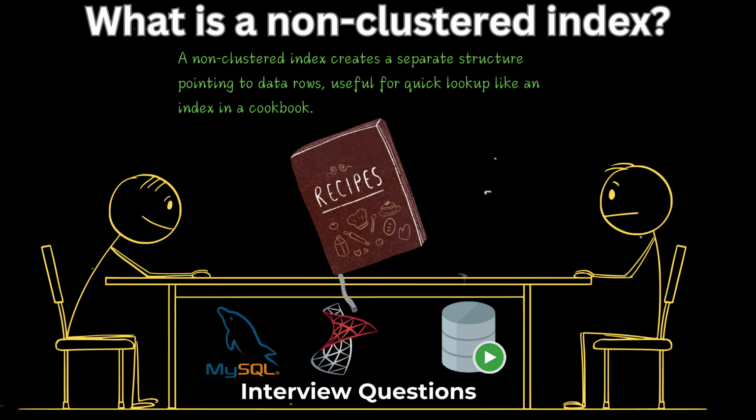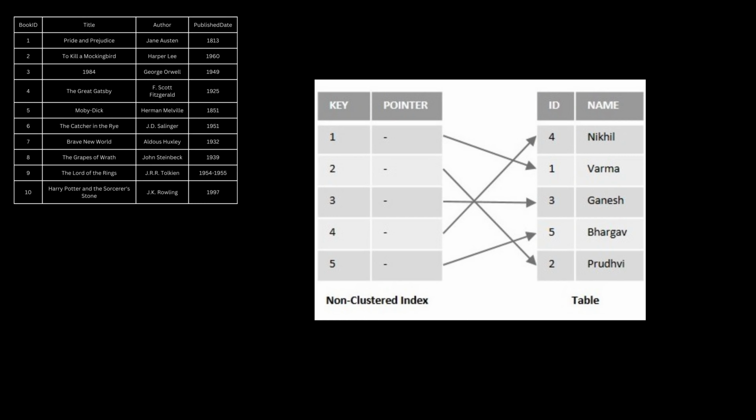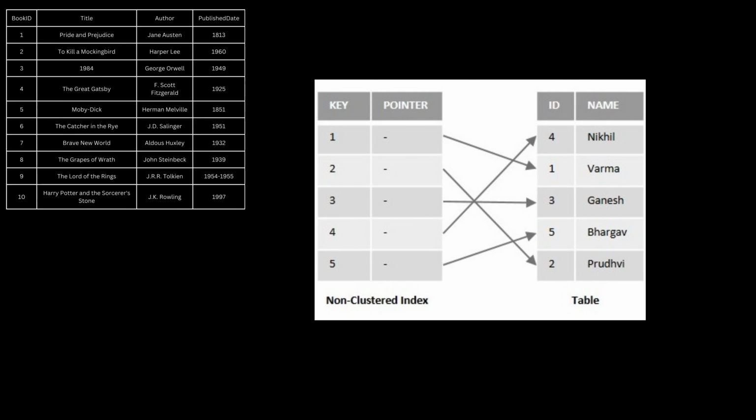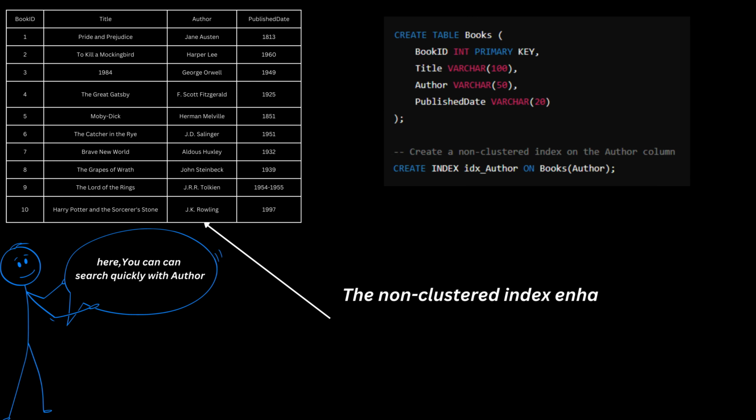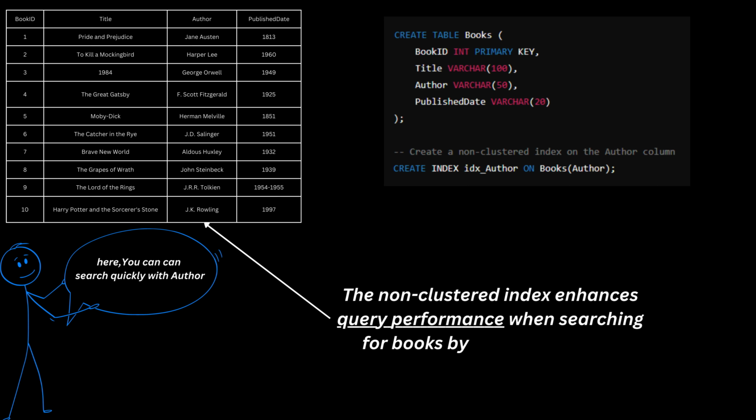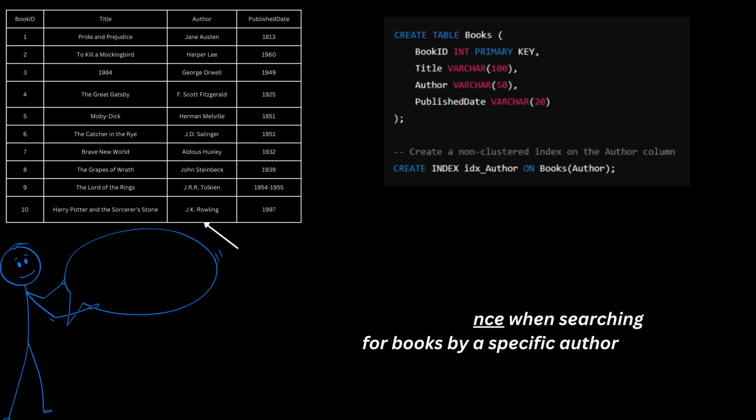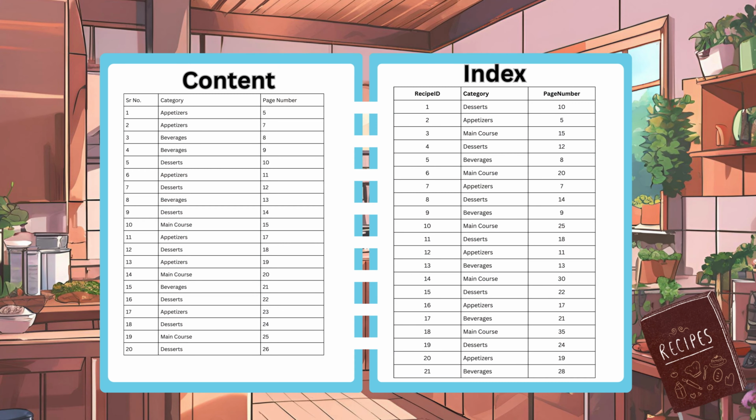What is a non-clustered index? A non-clustered index creates a separate structure from the data rows, with pointers back to the original data. Multiple non-clustered indexes can exist per table. Imagine a cookbook with an index of recipes at the back. The index lists recipes by category and page number, which points you to the actual recipe in the book. This is how a non-clustered index works. Create index IDX_author on books (author).